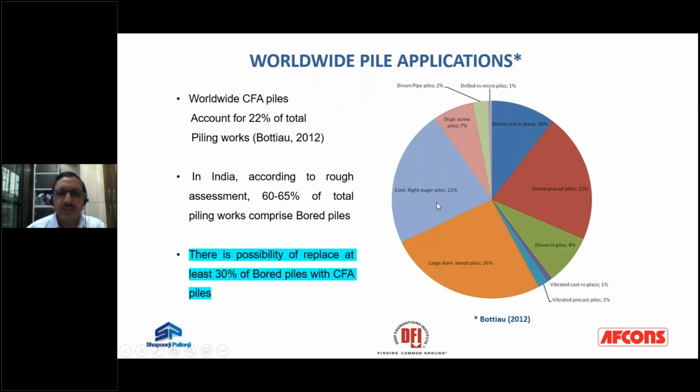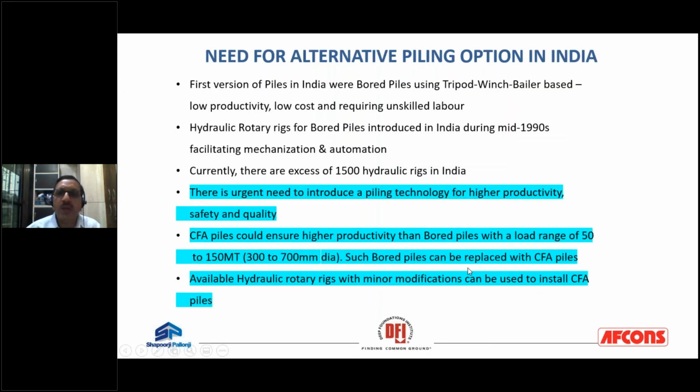If you see this pie chart, you will find that of the piles executed all across the world, 26% comprise large diameter piles and 22% continuous flight auger piles, which means there is a good scope for replacing at least 30% of the bored piles with CFA piles. Even if we have a replacement of 26% of bored piles, 30% of this will be about 6 to 8% at least that we can have as CFA piles in India. So that speaks of a good opportunity for CFA piling in India.